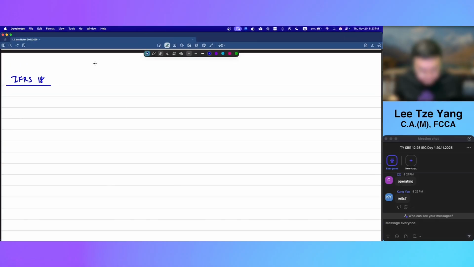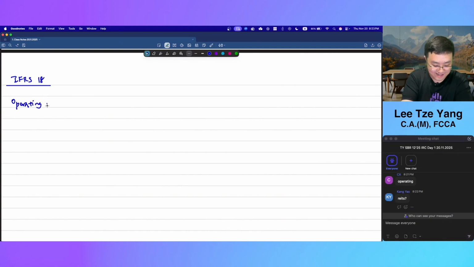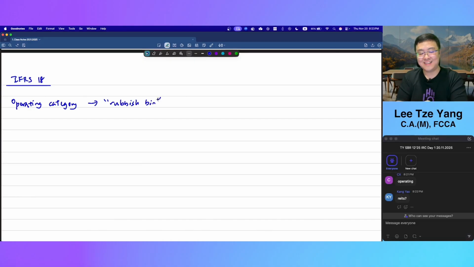Let's talk about the operating category in more detail. Operating category is basically what I call the rubbish bin. Don't write this in the exam. But what I'm trying to tell you is, if something is not investing, not financing, not tax, not discontinued, it is under operating. That's the idea.